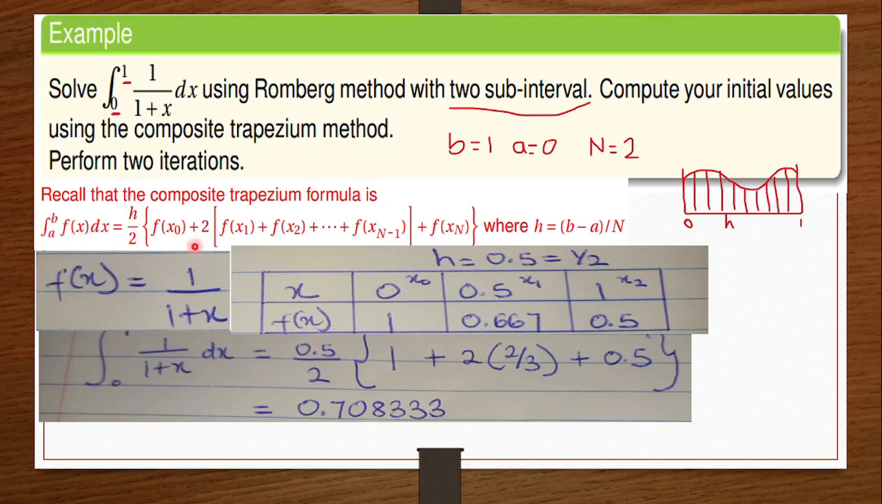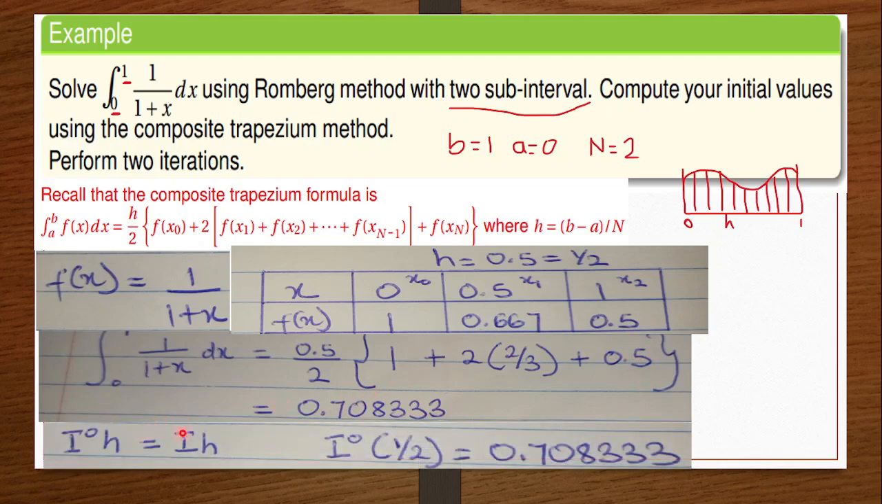So we said h on 2 from here, h on 2, which is 0.5 on 2. Then f of x naught. F of x naught is 1 plus 2 times everything inside the bracket here. So 0.667 is the same as 2 on 3 plus the last value, which is 0.5. Okay, so when we do it, this is going to be our first initial approximation. So for our first initial approximation, we are going to have 0.70833. So that's our first initial approximation.